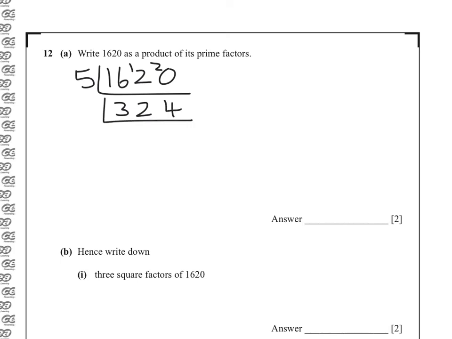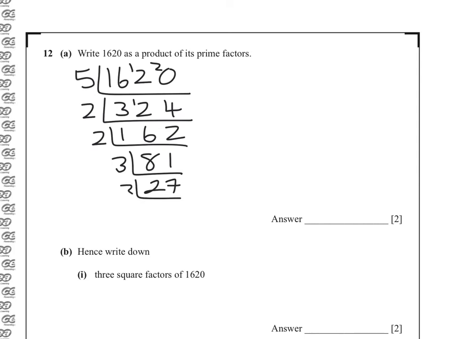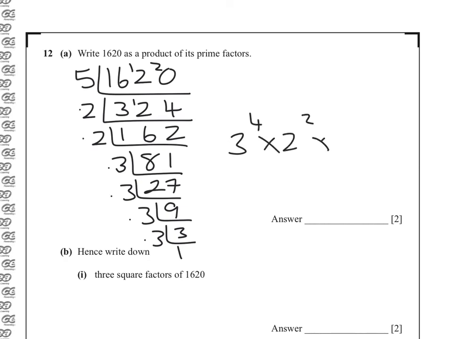And then I'm going to divide by 2. I'm going to divide by 2, divide by 3, 3, and 3. So that means we have 1, 2, 3, 4 3s. So 3 to the power 4, 2 2s, and a 5.